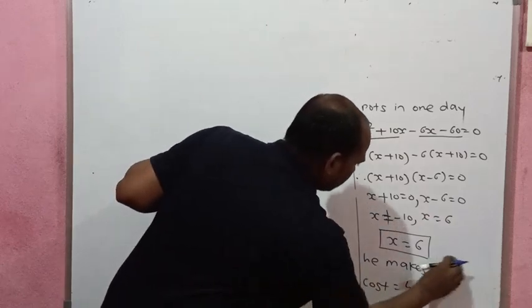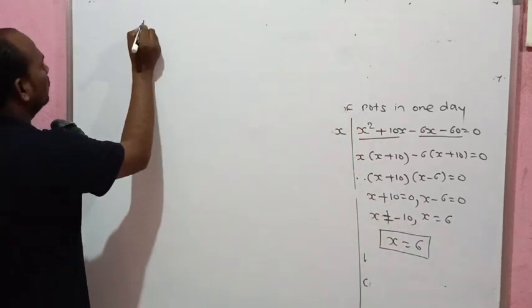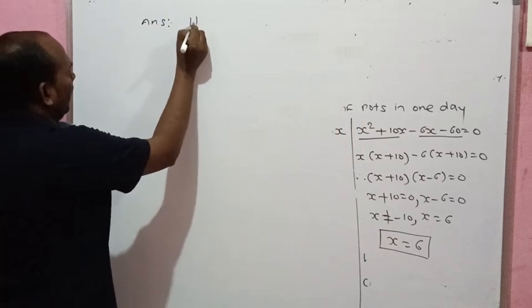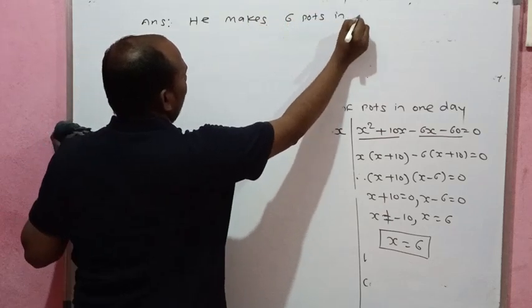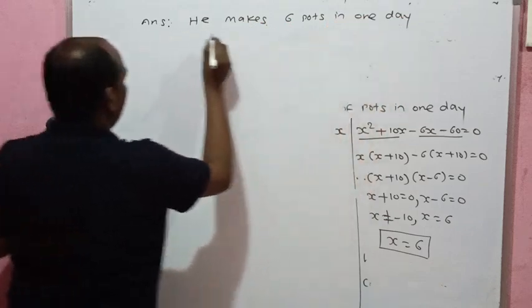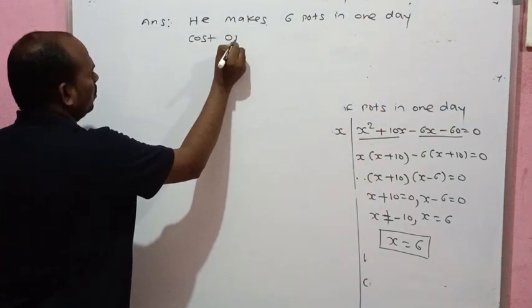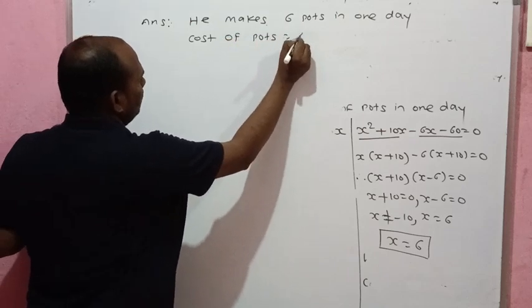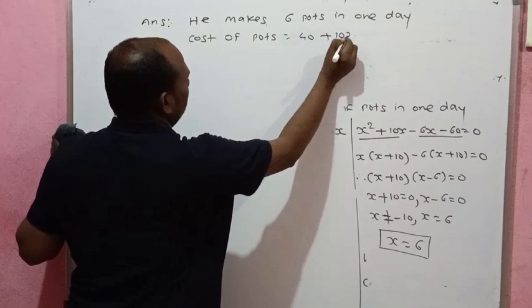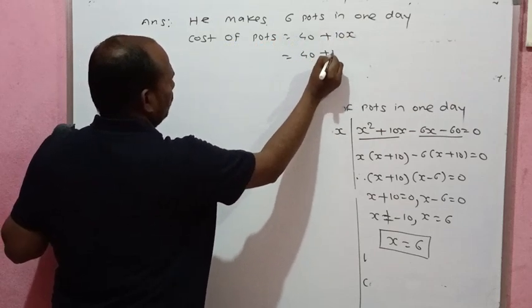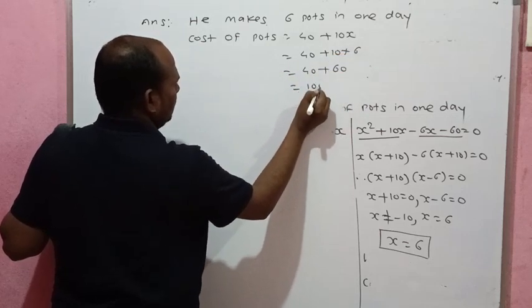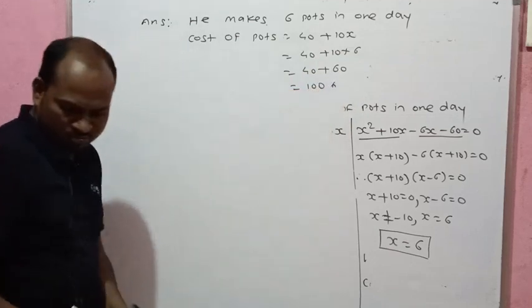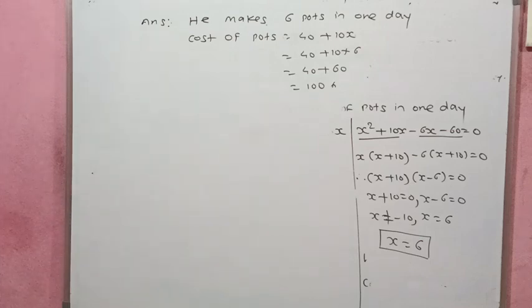Therefore the answer will be: he makes 6 pots in one day and the cost of a pot is equal to 40 plus 10x, that is 40 plus 10 into 6, that is 40 plus 60, that is 100 rupees.